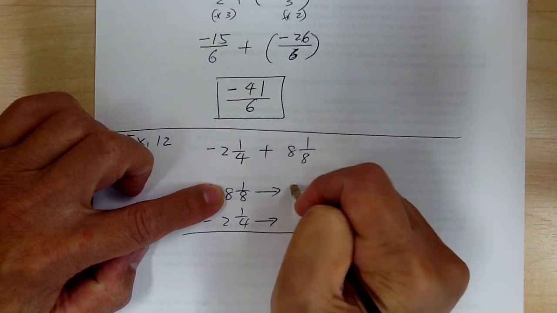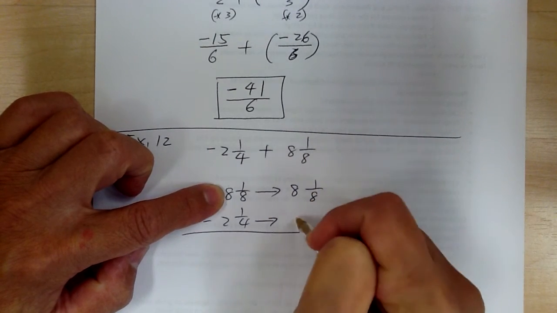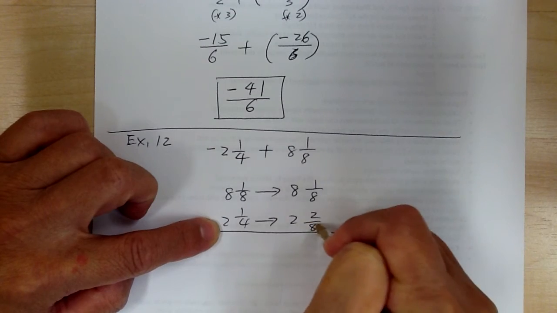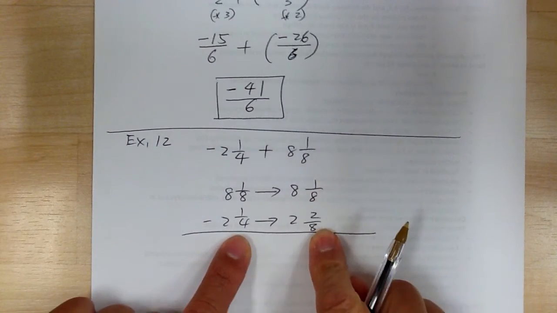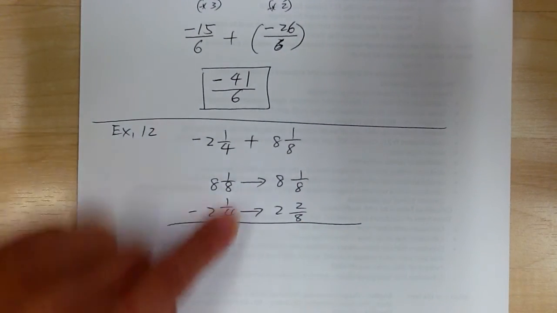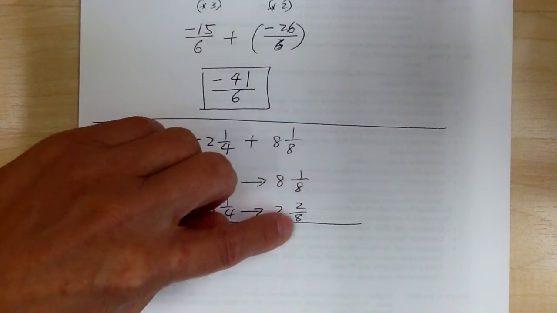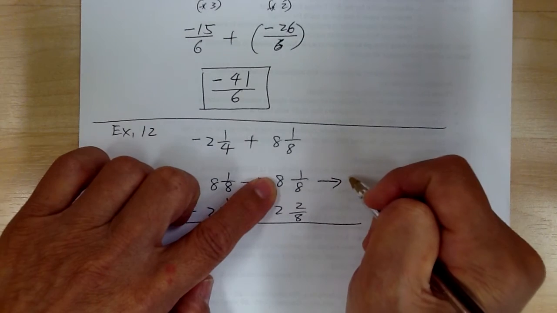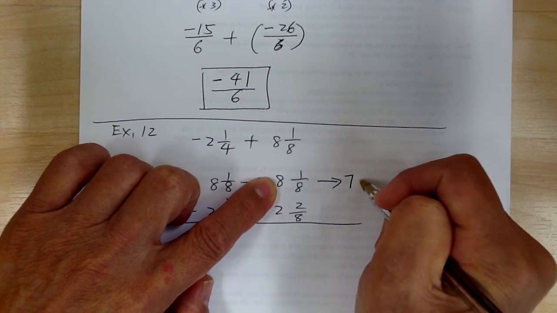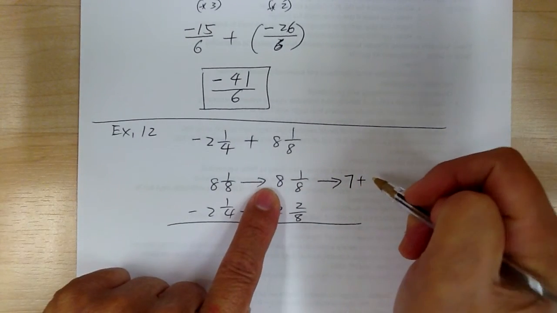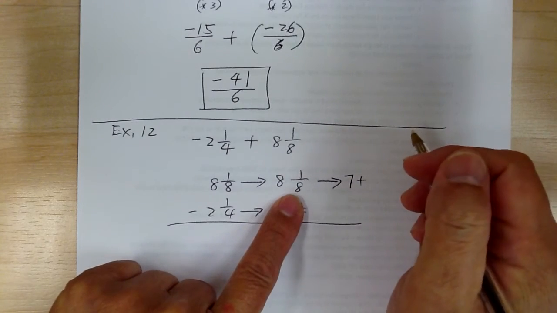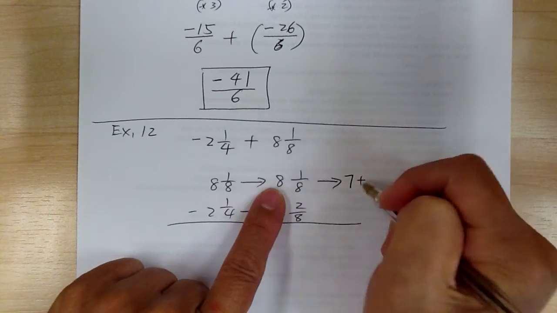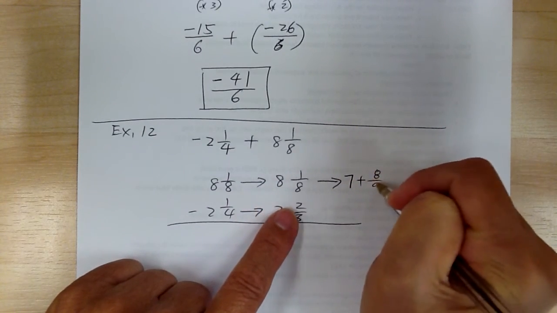So this would be 8 1/8, and this would be 2 2/8, right? You have to make a common denominator. But now you don't have enough to subtract, so you need to borrow. So borrow 1 from here, so it becomes 7, and you can separate the whole number from the fraction part. So you borrow 1 from here, so this becomes 8/8.